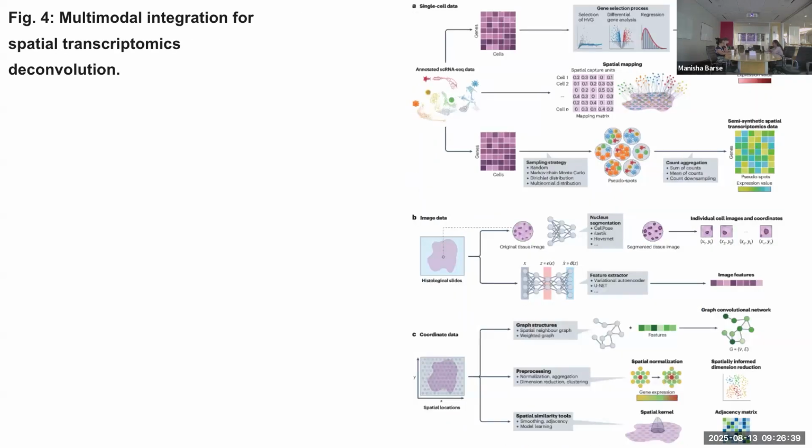Then again, in the fourth figure, they talk about multimodal integration for spatial transcriptomics and for spatial transcript deconvolution. Looking at the single cell data, where we have the genes and the cell metrics, we annotate the single cell RNA sequencing data and do the gene selection process, looking at HVGs or differentially expressed genes, and also do the spatial mapping. Then we apply sampling strategies to get the pseudo spot counts. It could be random, multimodal distribution, or MCMC, Markov chain Monte Carlo, to get the pseudo spots and aggregate those counts, and then connect the cell types, getting the cell type specific gene signatures and the spatial transcriptomics data with the pseudo counts.